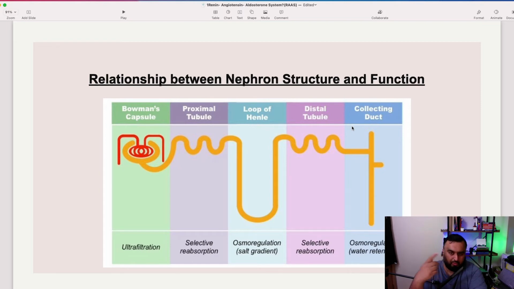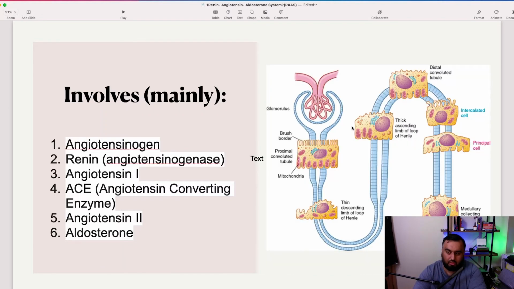Again, we will be going through this in a lot more detail in the video for the kidney nephrons and the microanatomy of them. So the renin-angiotensin-aldosterone system involves mainly these 6 players. You've got renin, which acts on angiotensinogen. I'm happy I said that right, because I normally mess that up. You've got angiotensin 1, the angiotensin converting enzyme, angiotensin 2, and aldosterone.